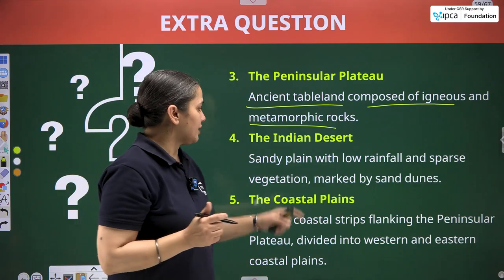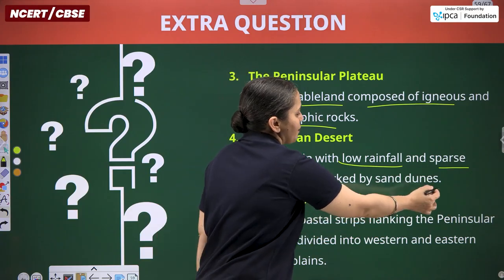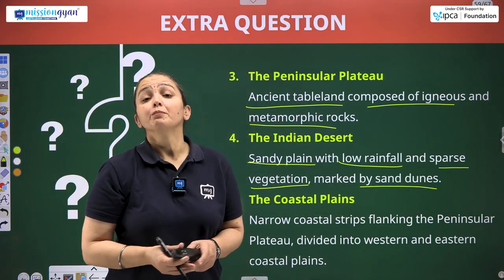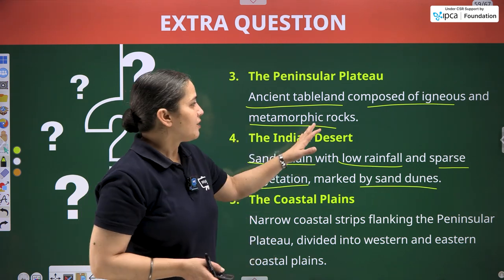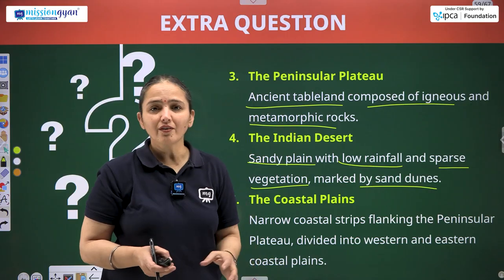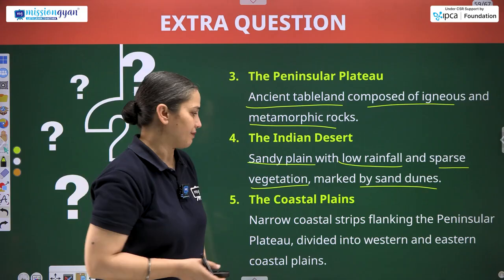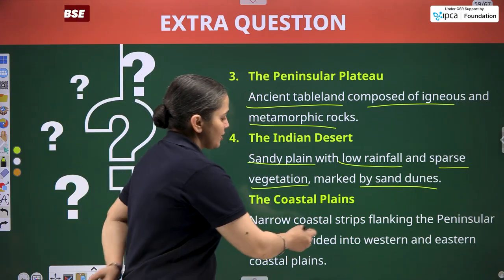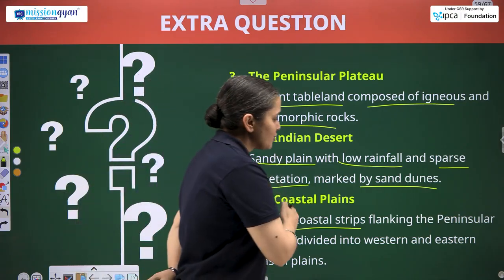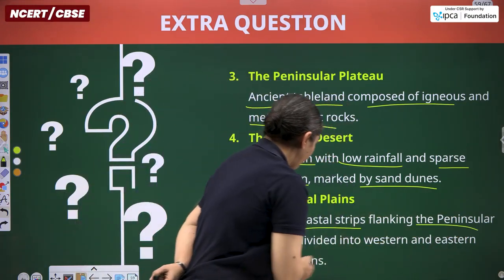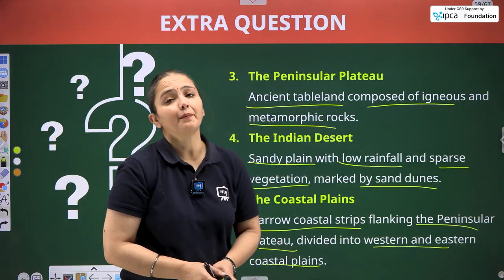The Indian desert is a sandy plain with low rainfall and sparse vegetation, marked by sand dunes, and within the sand dunes, barchans, and the sand dunes are present in a longitudinal manner. You need not write only these; you can write any other point as well, taking from these individual topics. Lastly, the coastal plains. They are narrow coastal plains on both sides, whether the eastern or western part, flanking the peninsular plateau, divided into western and eastern coastal plains.